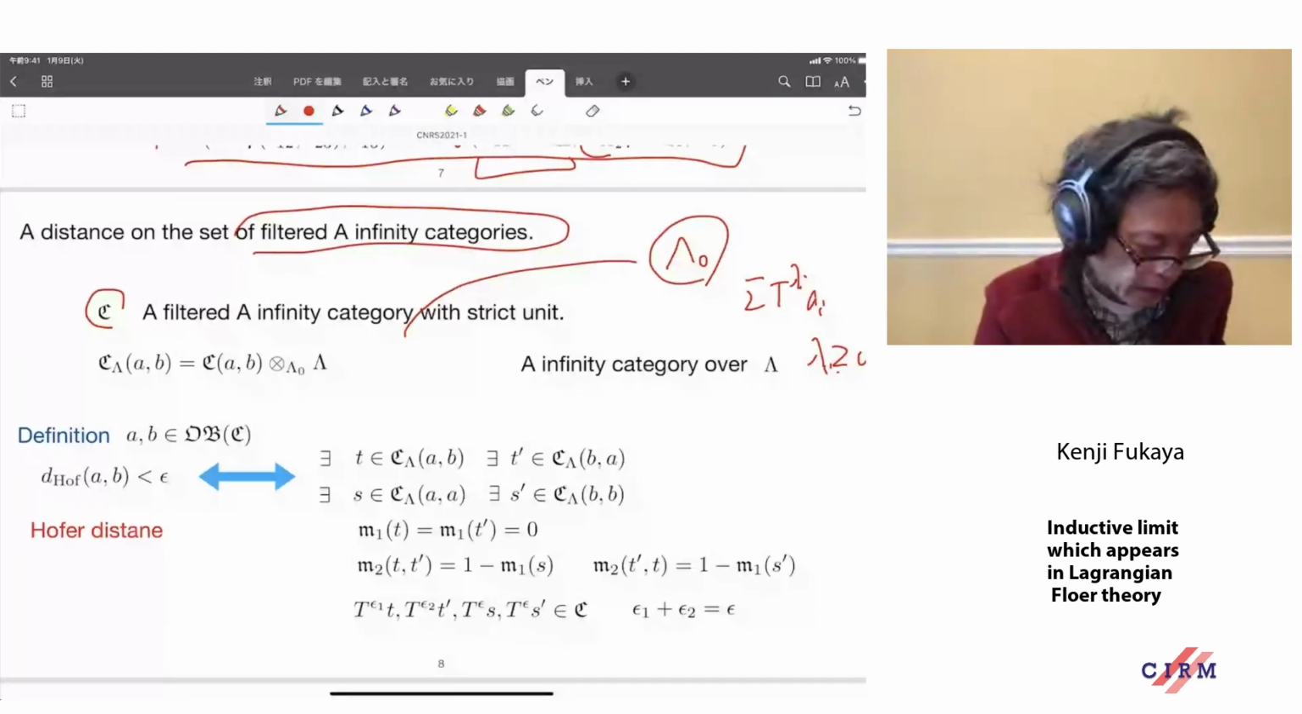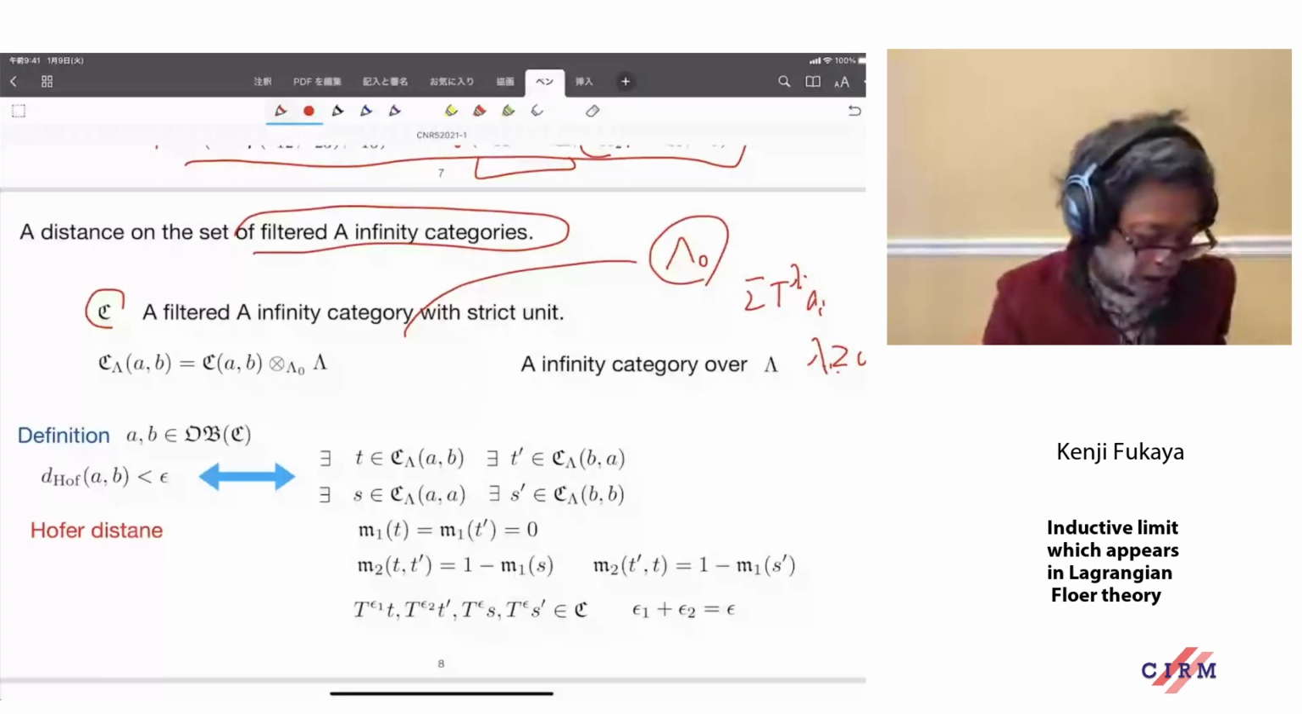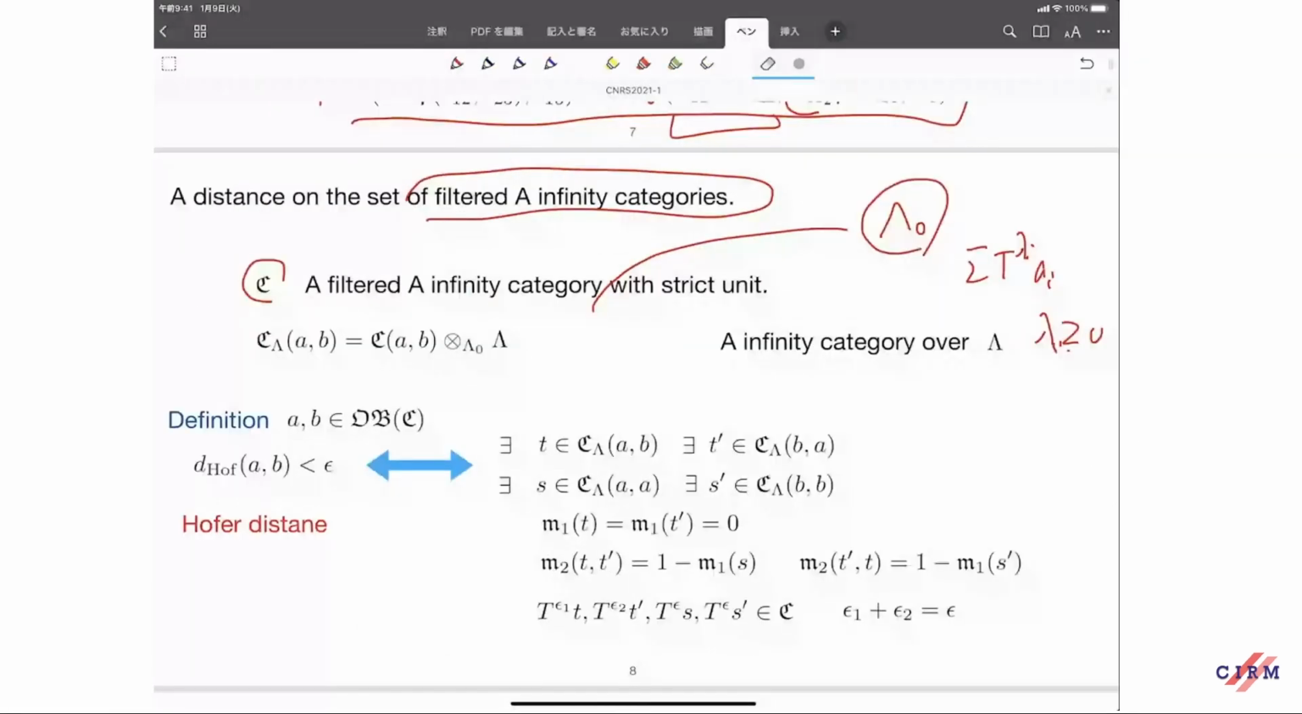That's the following. So we consider the extension of the field to the Novikov field. So this is a space of morphisms between two objects. That is a chain complex over this Novikov ring, and I want to take this extension of the field. So you have this chain complex over the Novikov field. So this is a kind of infinity category over lambda.